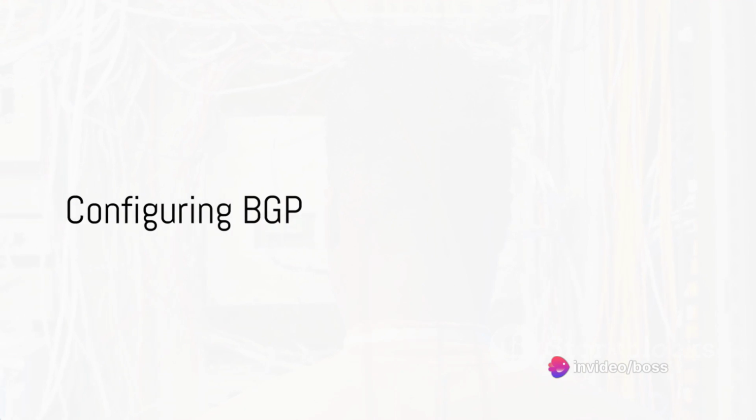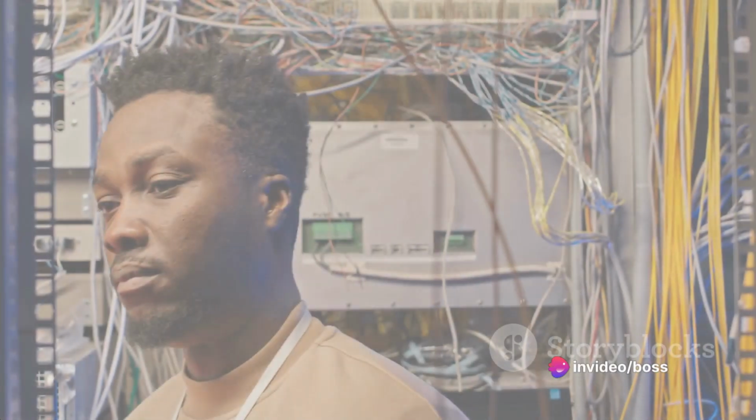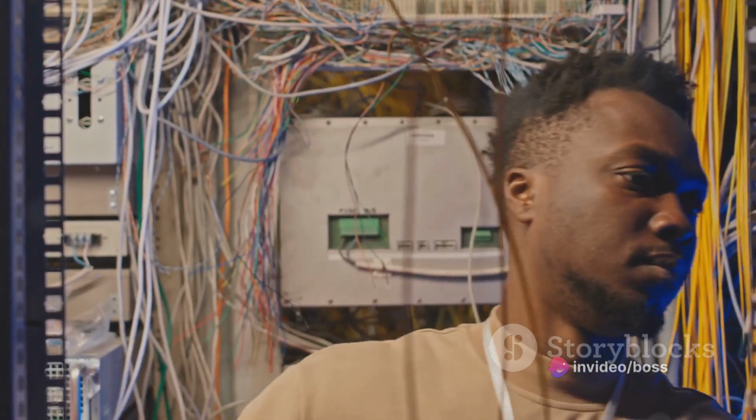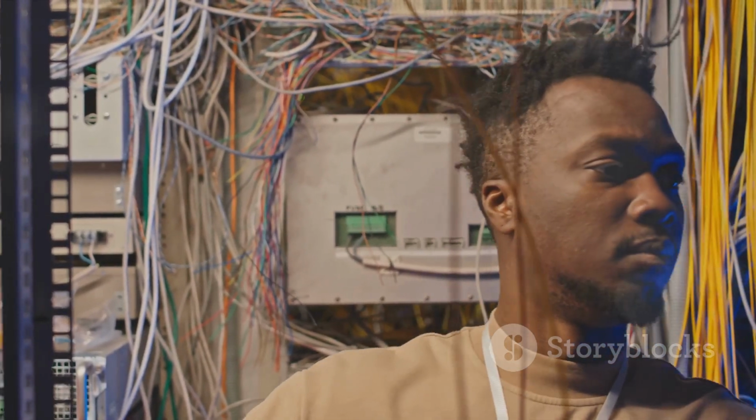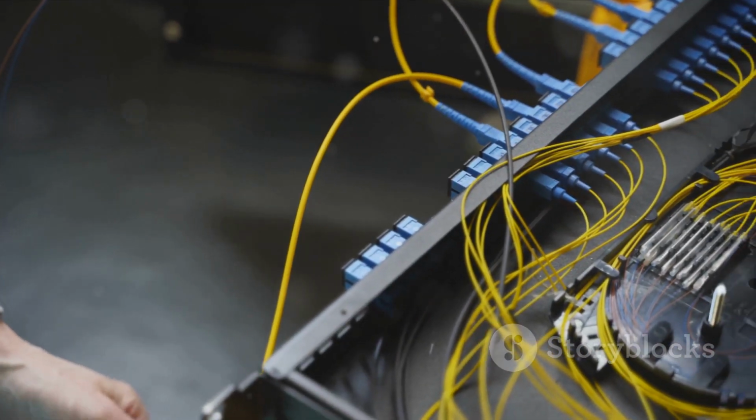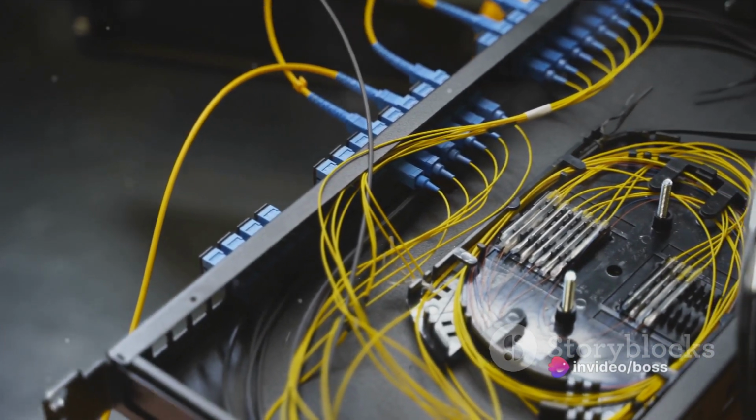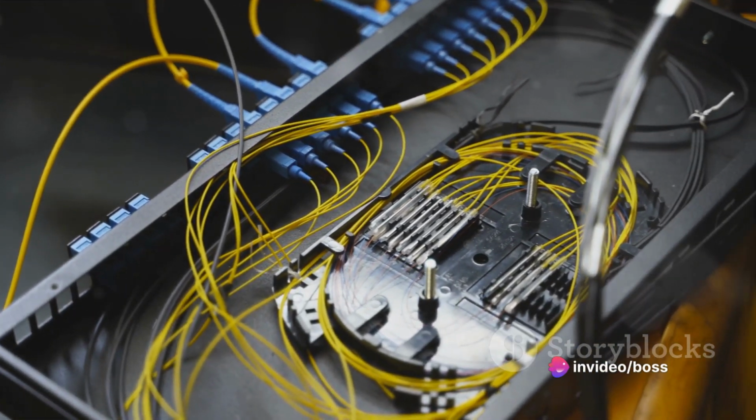Configuring BGP involves several steps. First, a unique router ID is assigned for router identification. Neighboring connections with other routers are established. Networks to be advertised are specified in network advertisement. And finally, filters are applied to control route advertisement.